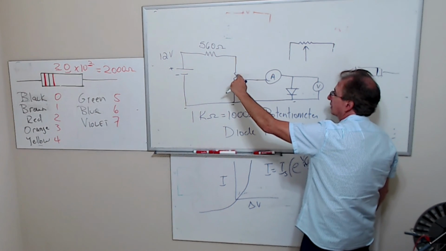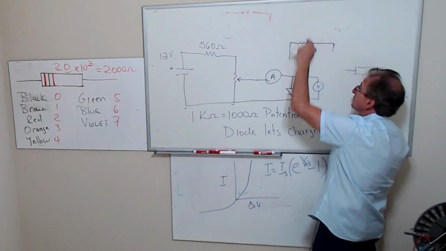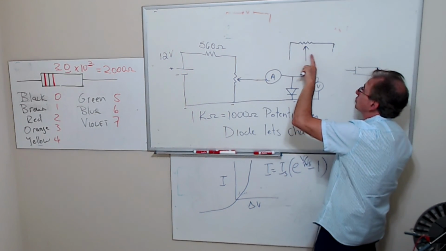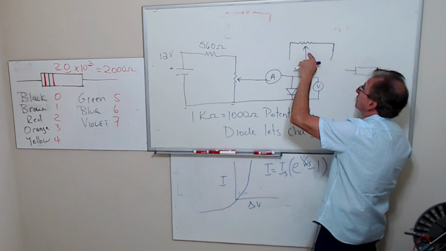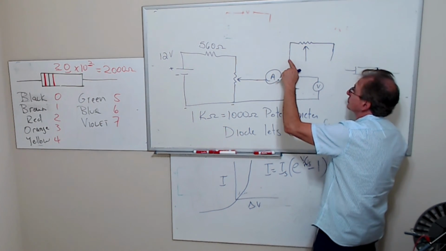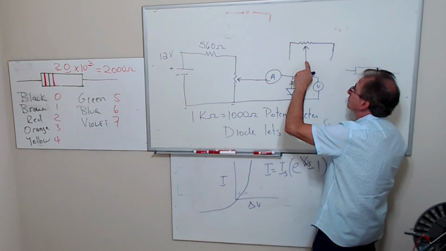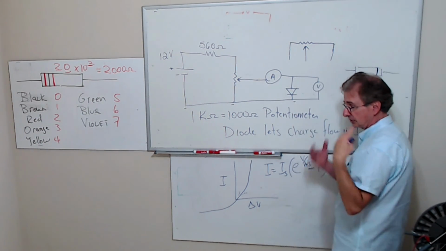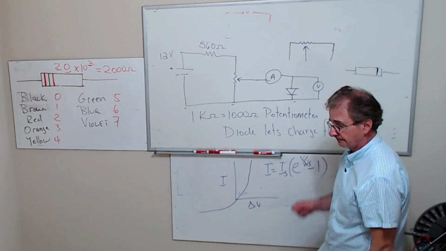That changes where this is going. Okay? By changing the dial on the potentiometer, that changes where this slider is on the potentiometer. So if the slider is over here, resistance is 0. If the slider is all at the end, the resistance is the full 1,000 ohms.